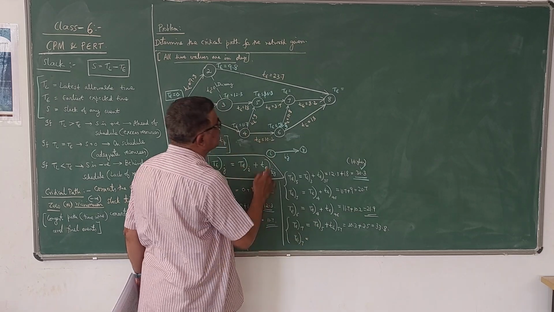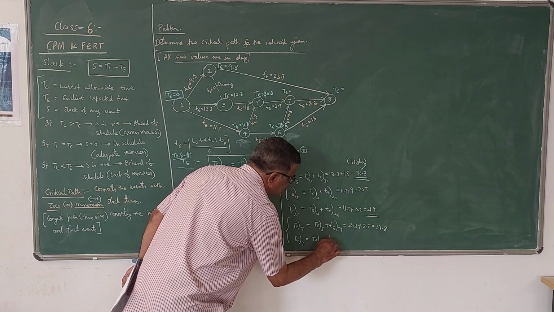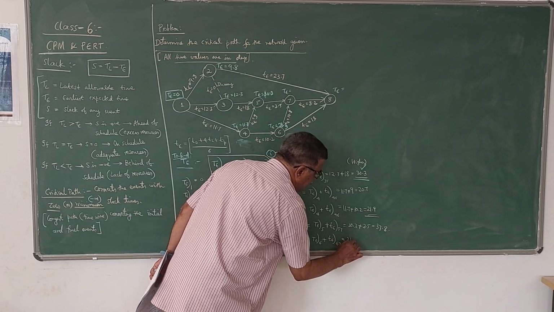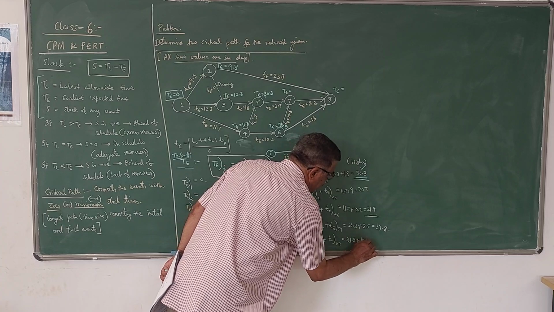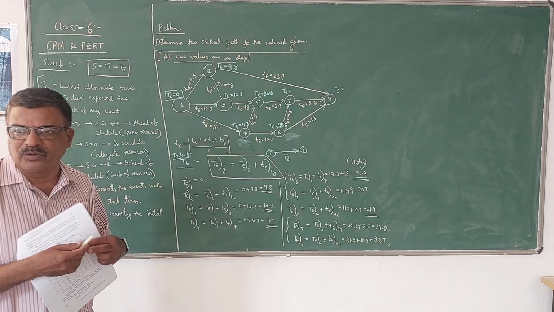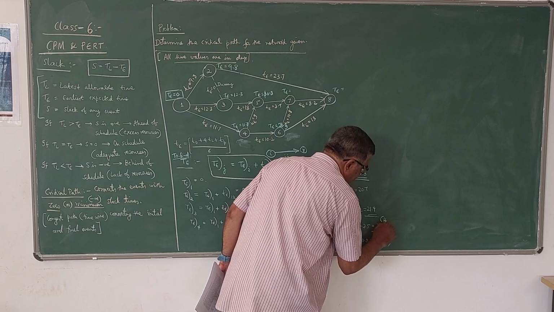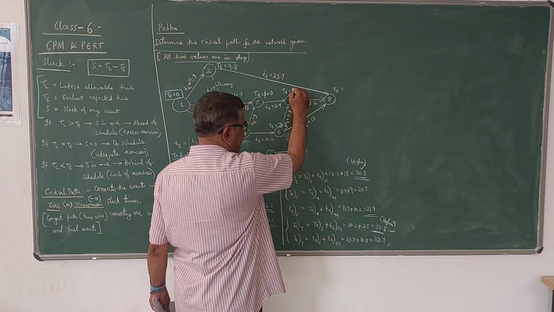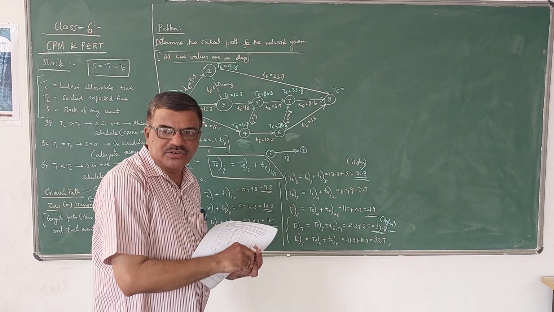Another answer for T7, if you take from event 6, is T6 plus small t67. So T6 is 21.9 plus small t67 is 10.8. So it becomes 32.7. So which do we have to take now? The higher value. So this value we have to take. The higher value we have to take. Okay, so this becomes the value of T7. So T7 is 33.8.